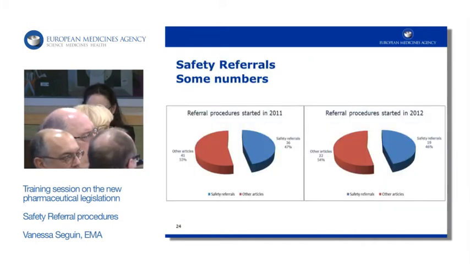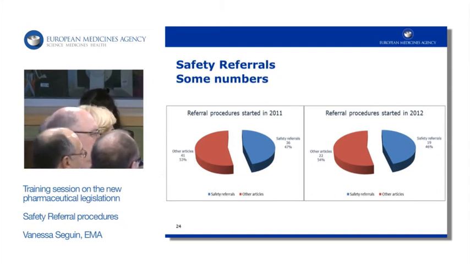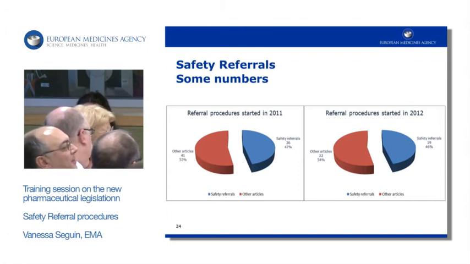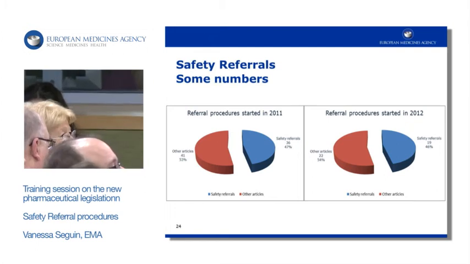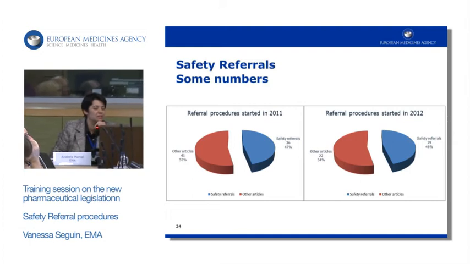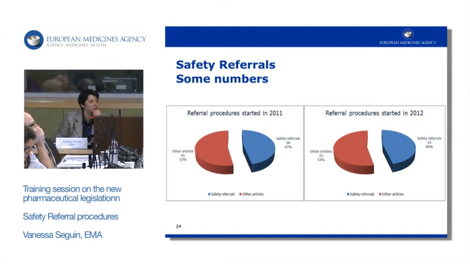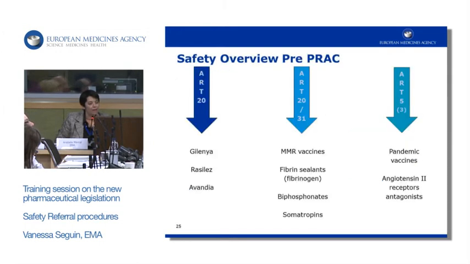Just to finalize, a very brief overview, very light information that you don't need to make an effort to understand, just to show you how much this means in terms of safety referrals. I have put here the figures for 2011 and 2012, and as you can see, about 50% of all the referral procedures we receive, because we also have quality issues and efficacy issues, are safety referrals.